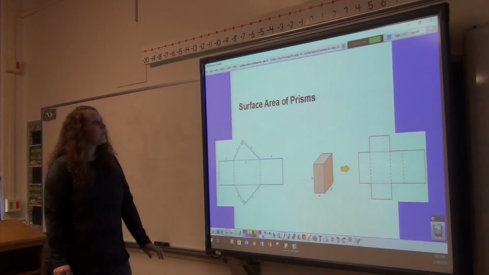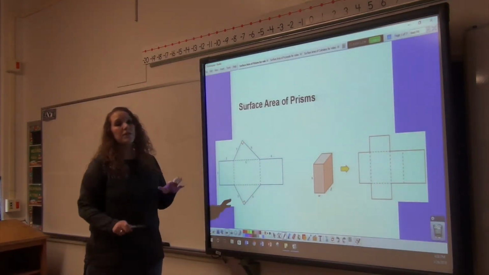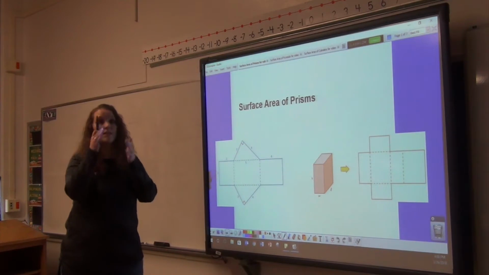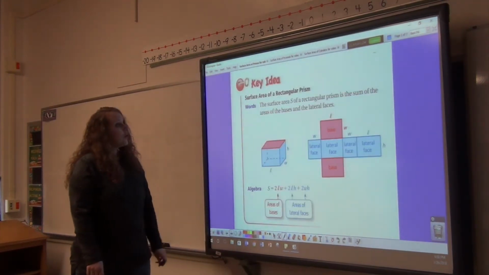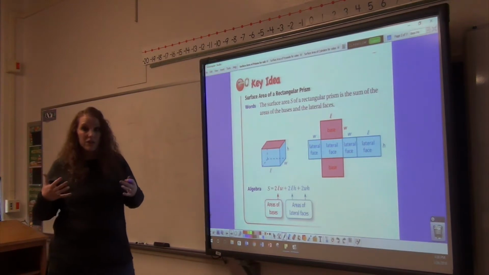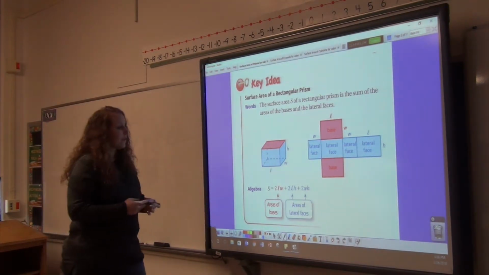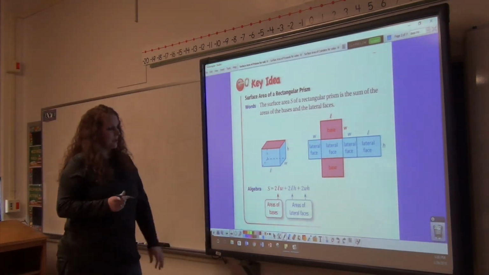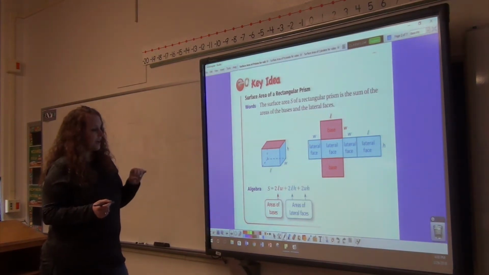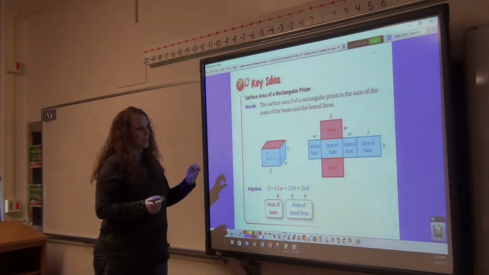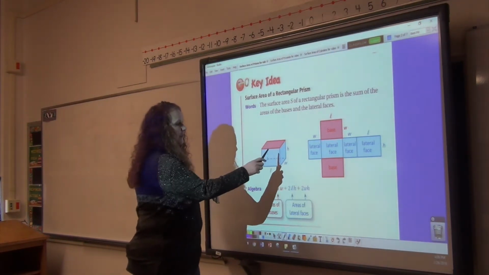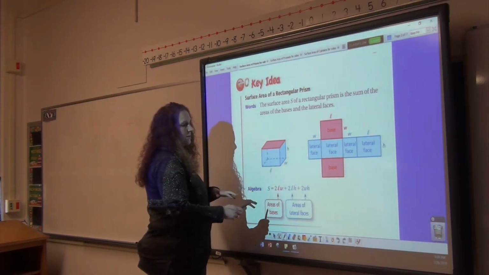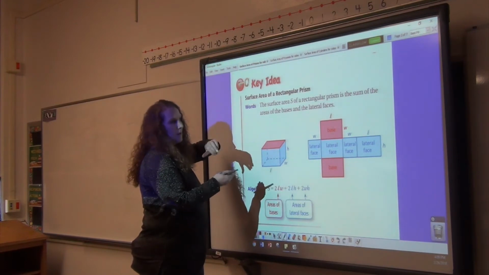Surface area of prisms. If you remember, surface area is just all the area of each side added together. So what we need to do is find the area of each side and add them together. When we have this formula here, it says surface area equals the area of the bases plus the area of all the lateral faces. And when it says lateral faces, it means all the sides. When it says bases, it means the top and the bottom.